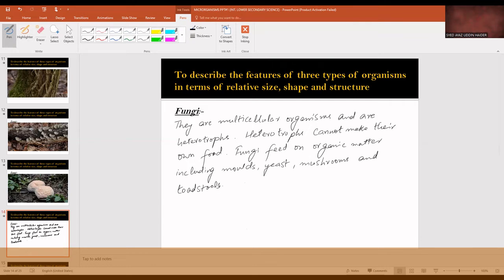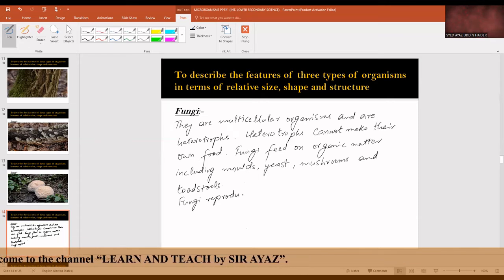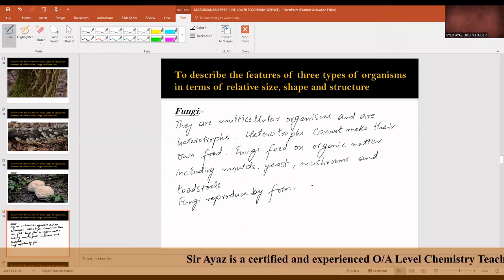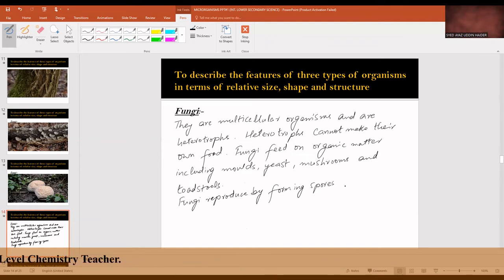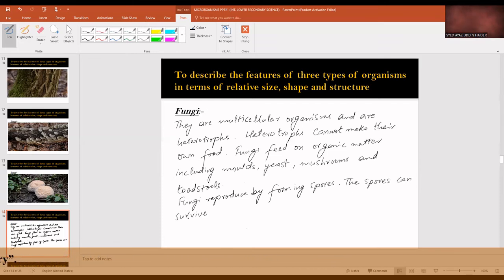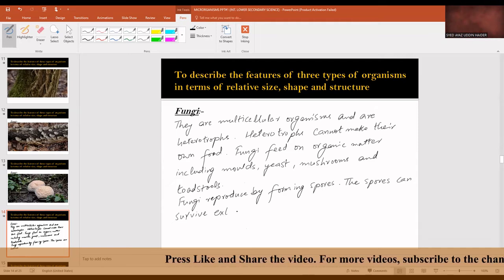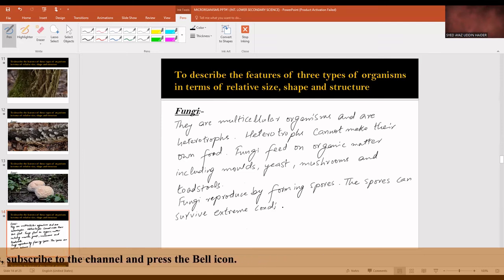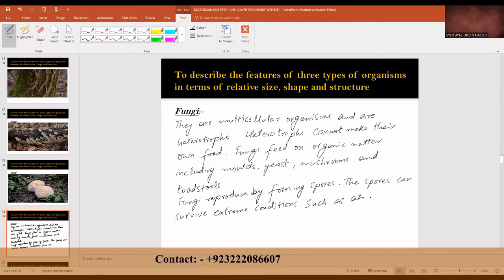Fungi reproduce by forming spores. The spores can survive extreme conditions such as absence of water and cold weather.